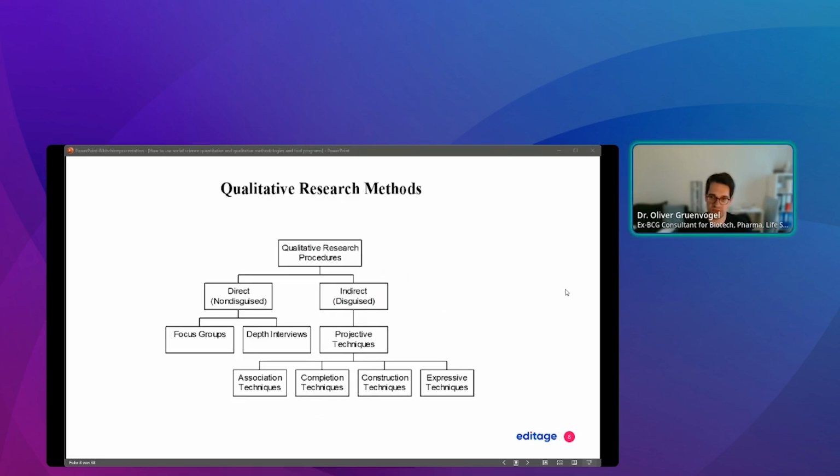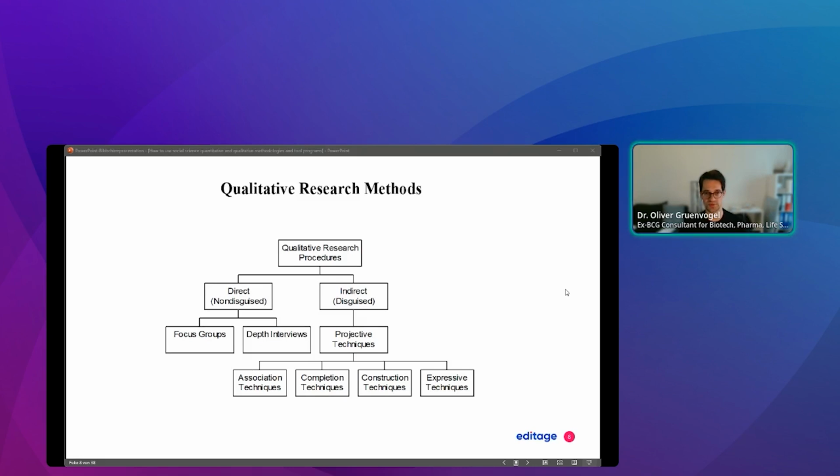To put these into a categorization, there's a key discerning feature here within the qualitative research methodologies that's kind of important. First of all, there's a distinction between direct and indirect research procedures, or rather non-disguised or disguised research methods. Direct or non-disguised methods are very clear about the questions that you're asking. It's very clear that the participants are in a study to answer a certain question. That is also made clear to them.